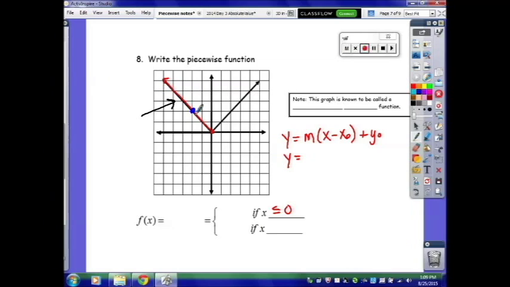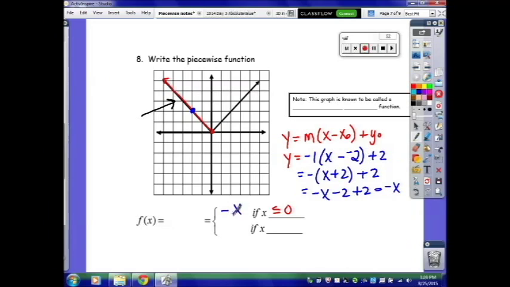So if you look at your slope here, you see it's -1. So x minus the coordinates of that point, that's x minus a -2, plus 2. All right, simplify that. You're going to distribute that. So we're going to go with negative x plus 2 plus 2, distribute my negative. So negative x minus 2 plus 2 is equal to -x. So the equation of that piece of my line is -x, or the opposite of x.